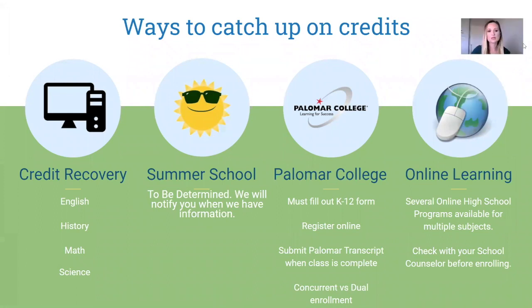The first option is called credit recovery. This happens during the school year, either before your classes or after your classes. So it might be a 0 period or a 7 period class. We have credit recovery for English, history, math, and science. Summer school is also an option to make up those credits you may not have earned this school year or last year. Although we don't know yet what it will look like, it will probably be similar to credit recovery in that it will be an online program that you would complete at kind of your own pace.